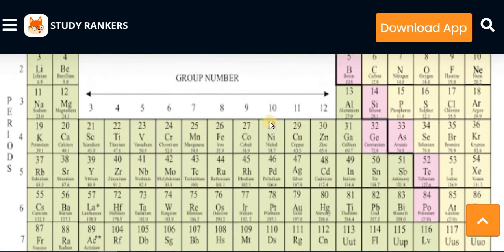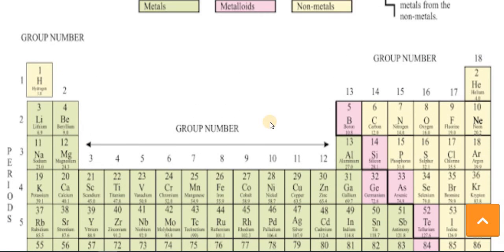Let's see the periodic table so you can get the idea. Here you can see that the metals are denoted by green color, and all the metals which are located in the periodic table are on the left side, means from this side. And all these elements have a tendency to lose electrons and get a positive charge, and that's why they are considered as metals.